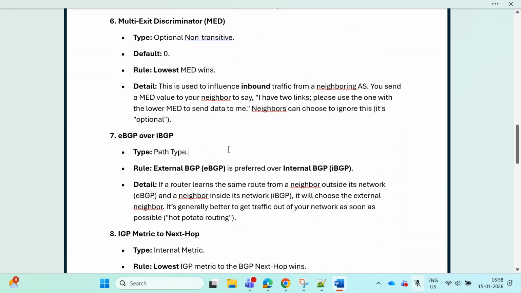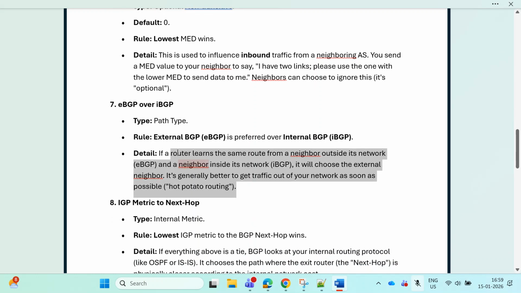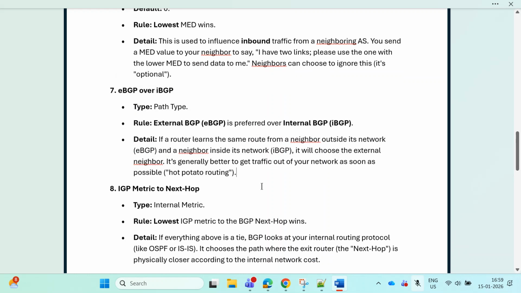Then eBGP over iBGP. This is also a very important path type. eBGP is always preferred over iBGP, the internal border gateway protocol. Let's read it out, it will be very clear information. If a router learns the same route from a neighbor outside the network, that is eBGP, and from a neighbor inside the network, that is iBGP. It is explaining what iBGP and eBGP are. It will choose the external neighbor. It's generally better to get traffic out of a network as soon as possible. That is why it chooses eBGP over iBGP.